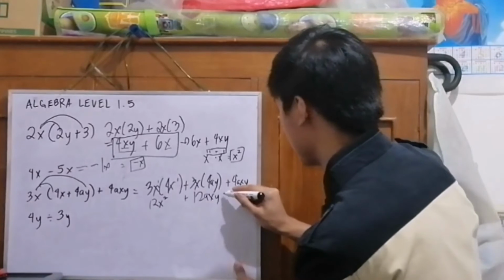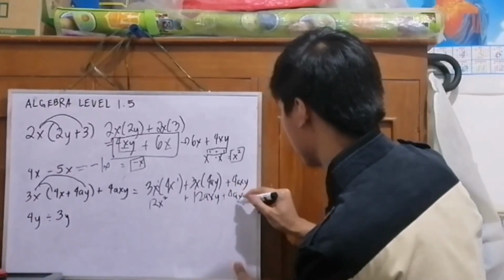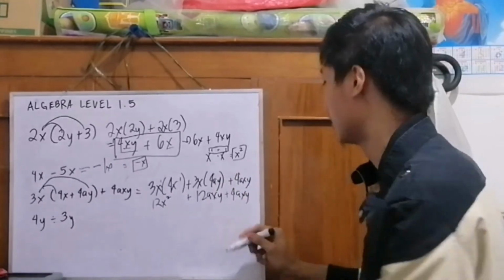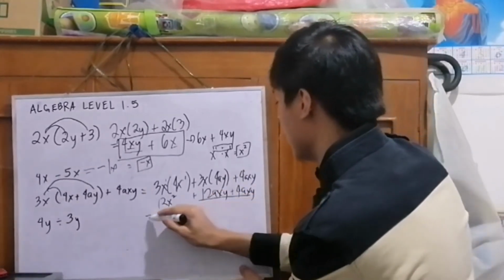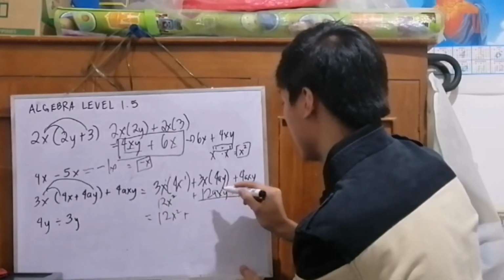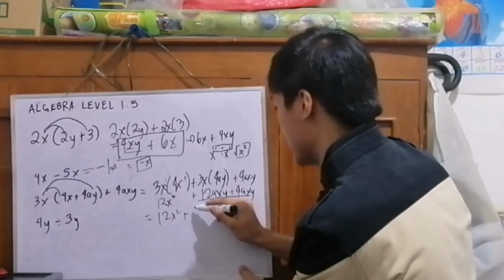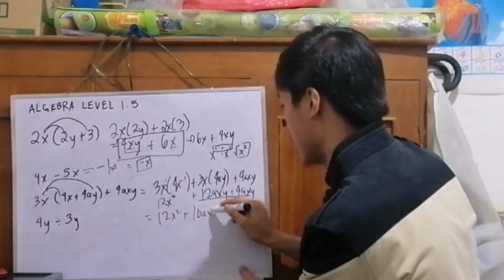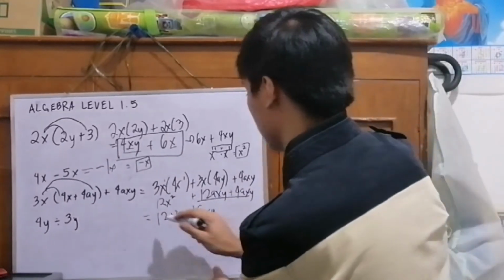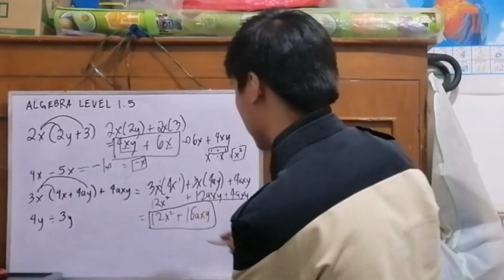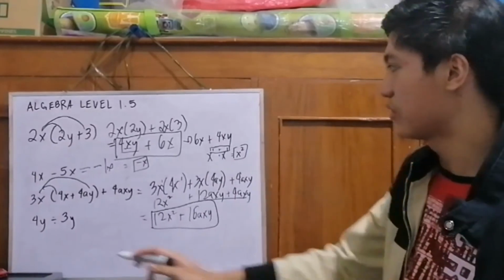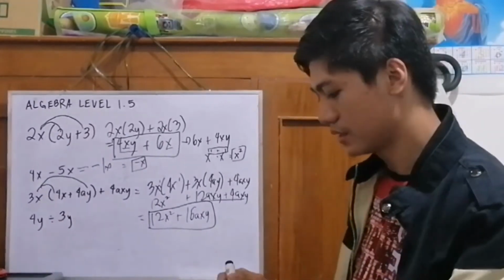And then we have plus 4axy. Now since 4axy and 12axy are similar to each other, we combine them. Now we insert 12x squared, and then we add 12axy and 4axy, and our answer will be 16axy. There you go. 12x squared plus 16axy.